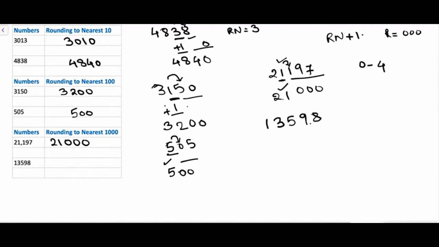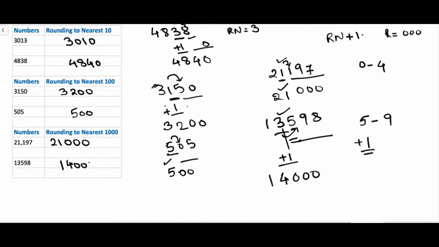Now one more example, 13598. Round off to the nearest thousand. Ones, tens, hundreds, thousands. Here the rounding number is 3 and the digit just right to the rounding number is 5, which comes between 5 to 9. So in this case we have to add 1 to the rounding number. We add 1 to this and change all the rest of the right side digits to 0. So 3 plus 1 will become 4 and all the rest 0, 0, 0. So 13598 is rounded off to 14,000.